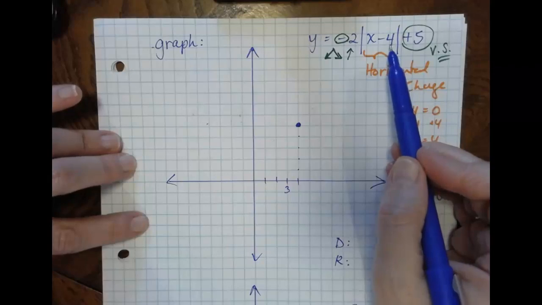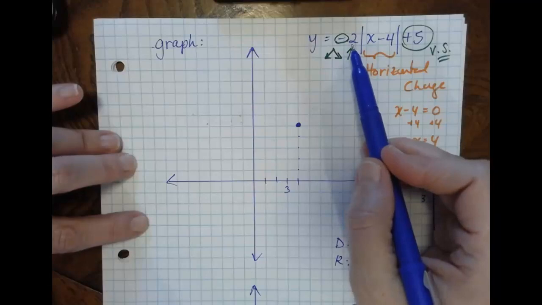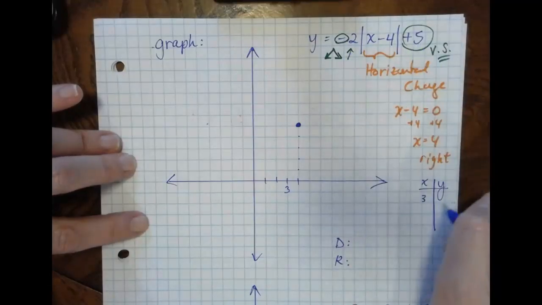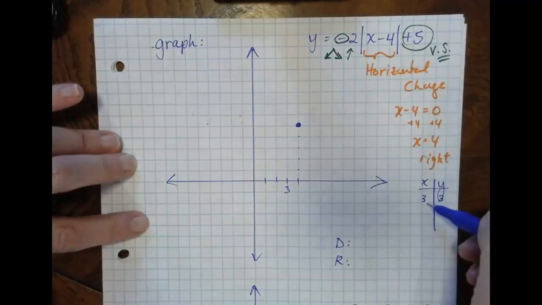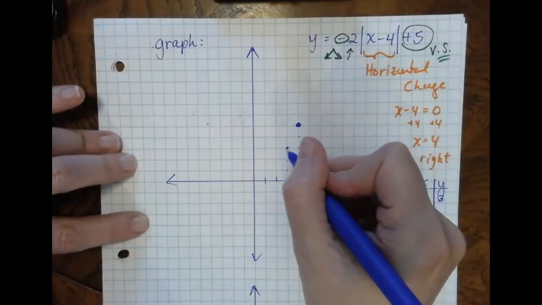The absolute value of -1 is 1. 1 times -2 is -2. And -2 plus 5 is 3. So when x is 3, y is 3. Over 3 and up 3.